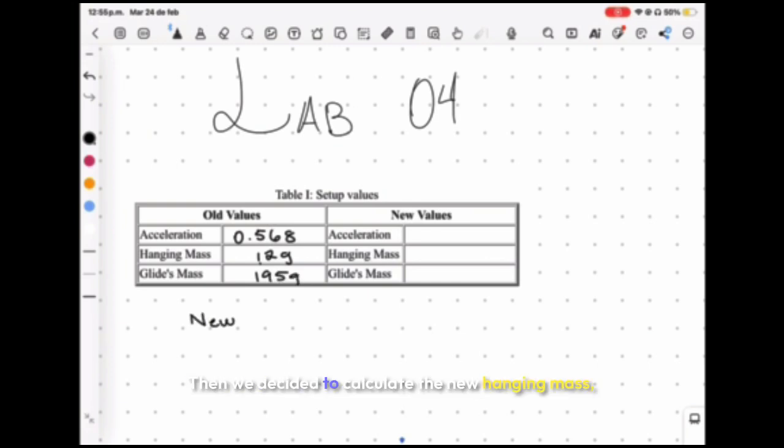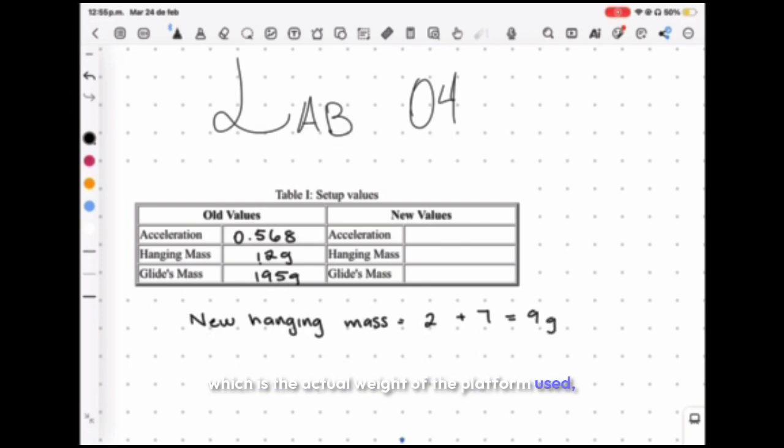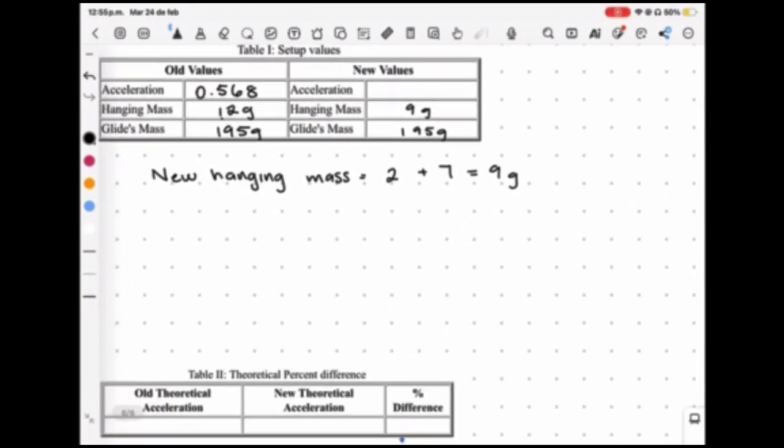Then we decided to calculate the new hanging mass, which we decided to be 2 grams plus the 7 grams, which is the actual weight of the platform used, which gives us 9 grams. Then we annotated 9 grams, and the glider mass stayed the same, which is 195.